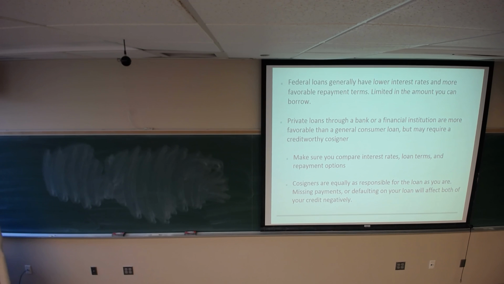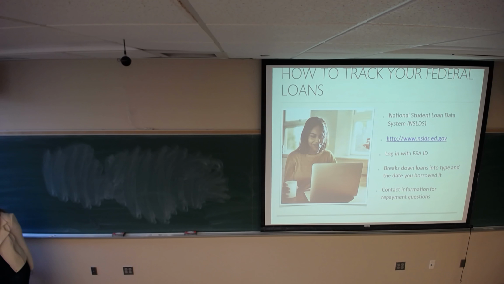Yeah, so now we're going to talk about how to track your federal loans. So if you're taking out a federal loan of some kind, you should know where to find the details of that loan. So you can find that out through the National Student Loan Data System. That's the NSLDS, and that's also the website. This database is going to break down each individual federal loan by the type, the date you borrowed it, the lender of each loan, and the contact information for any questions regarding repaying your loan. You can log into this site using your FSA ID. This is the ID you created when you filled out FAFSA. If you didn't fill out FAFSA and you had a parent or guardian fill it out or a guidance counselor, you should get this information. It's pretty simple to log in.